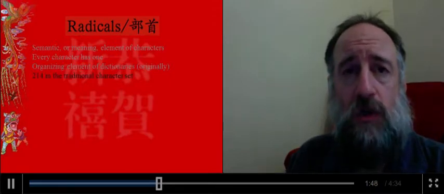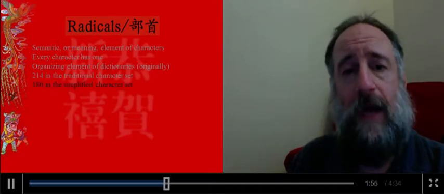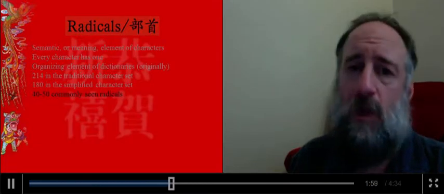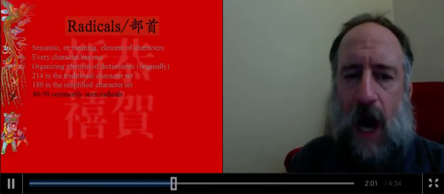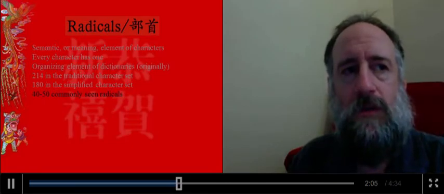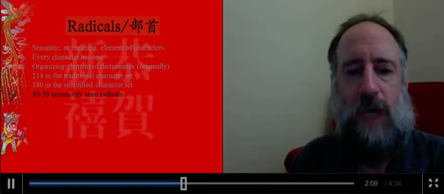In the traditional character set, there are 214 radicals. When they simplify the characters, they cut down the number of radicals to about 180, but we're really only interested in about 40 to 50 common radicals. A lot of the radicals are fairly infrequent, and so we really don't want to spend too much time worrying about them.